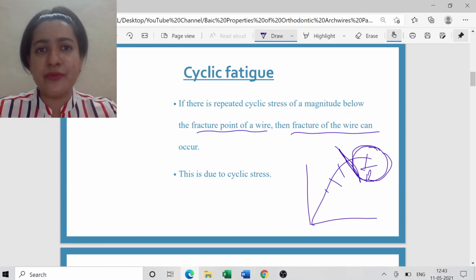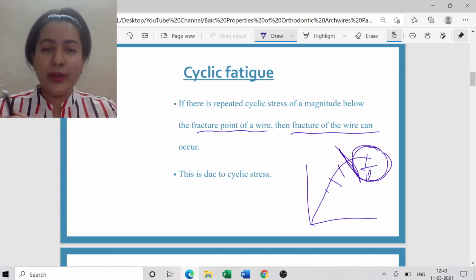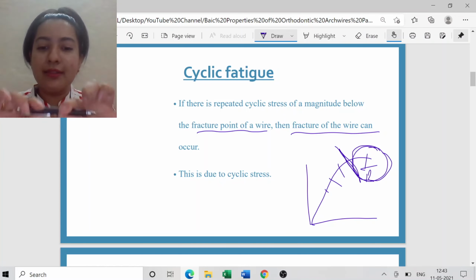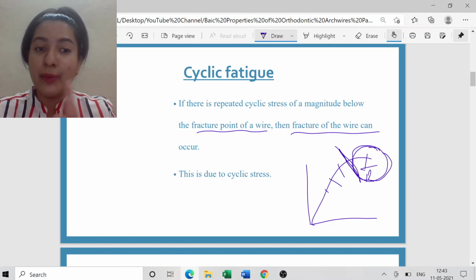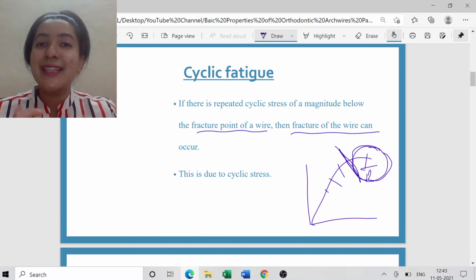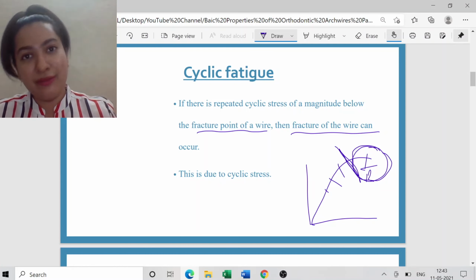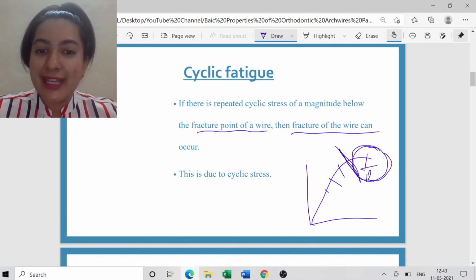So this is the concept of cyclic fatigue. If you do it in one shot, say you bend the wire in one shot beyond the rupture point, it will automatically fracture. But if you're not reaching the rupture point, you are below it, but you're giving cyclic fatigue, constantly giving stress to it, then eventually it will fracture. So that is the concept of cyclic fatigue.